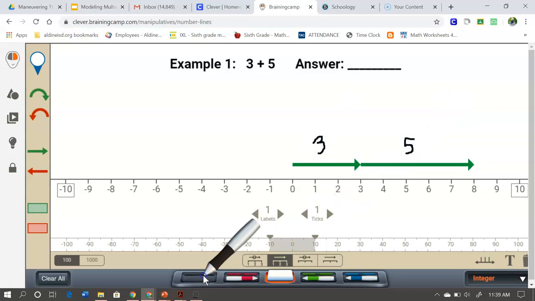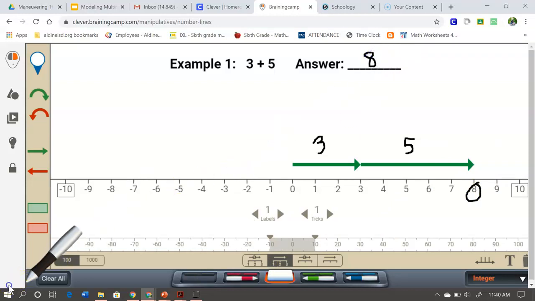And since both arrows are going in the same direction and they're the same color, we just add the arrows up. So 3 and 5, and we land on positive 8. So 3 plus 5 is 8.